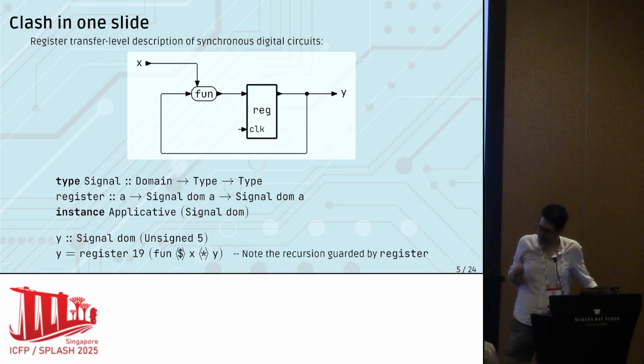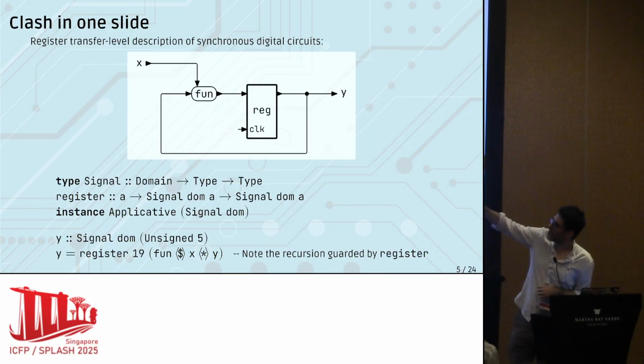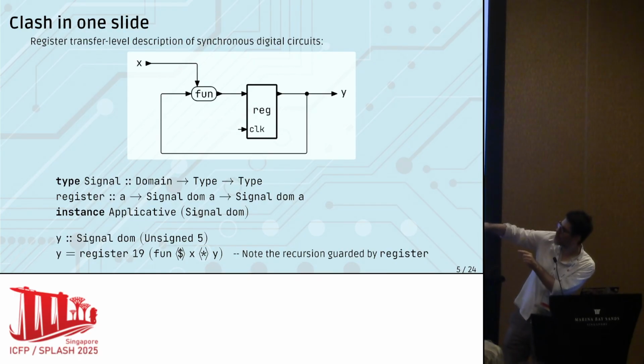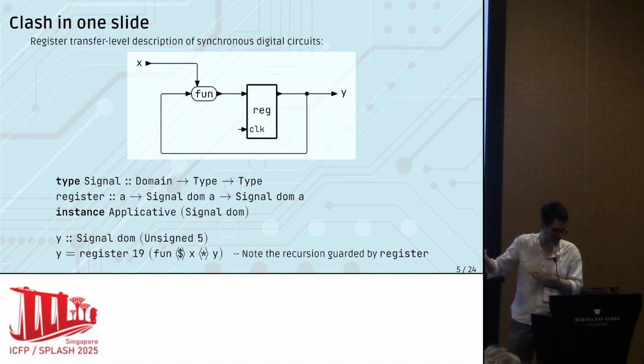It is indexed by the clock domain so that you can't accidentally connect two registers that run at different clocks, because you really don't want to do that without making sure that there's some meaningful synchronization happening there. And then you have register, which is a primitive that takes an initial value for every register, and then implements this box, right? So it takes a signal of type A, and whatever comes out of it will be, at the next cycle, what you get as the output.